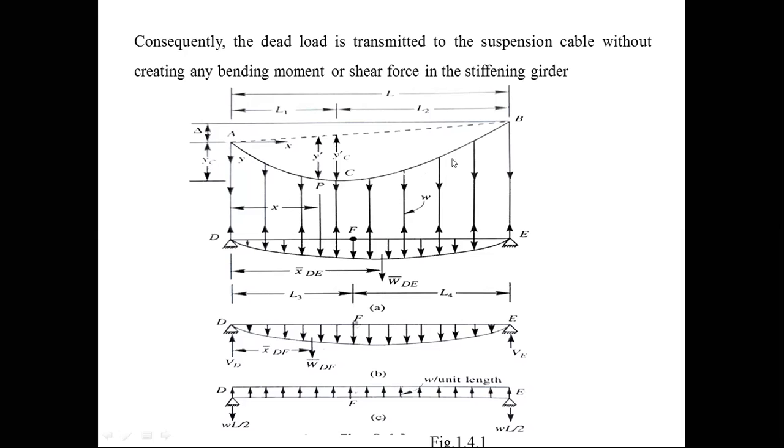So AB is the cable which was analyzed in the previous cases. In the previous analysis of the cable, the supports A and B were at different levels by an amount delta, and this cable is attached to the stiffening girder DE. DE is the stiffening girder, and both cable and stiffening girder are attached by equispaced wires, which are called hangers.